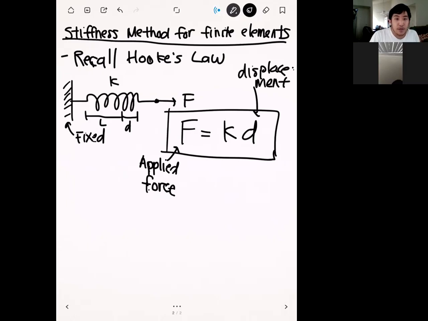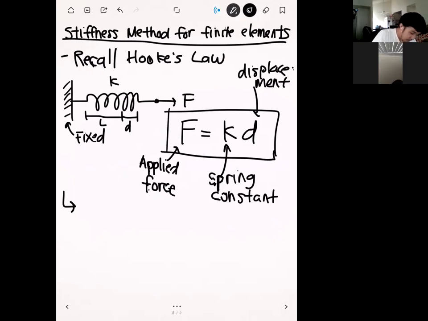And then the relationship between how much the spring is going to displace relative to the force is given by this proportionality constant K, where K right here is our spring constant. And so the upshot from this, or what I really want to focus on, is that spring constant K. So K here is going to determine how our spring responds to an external applied force F.